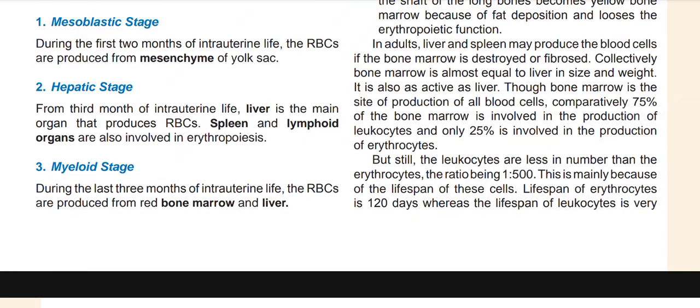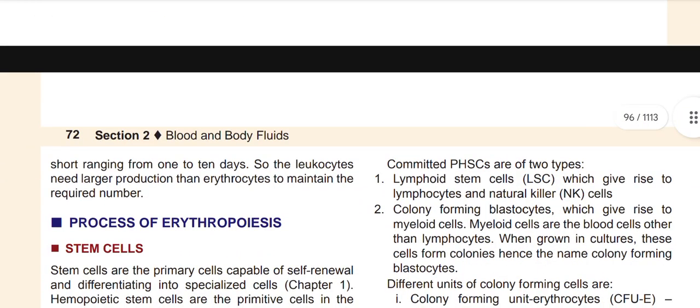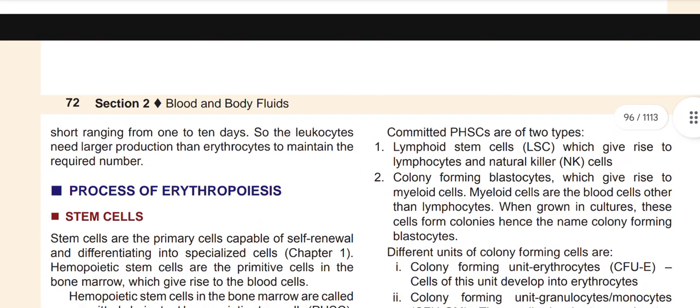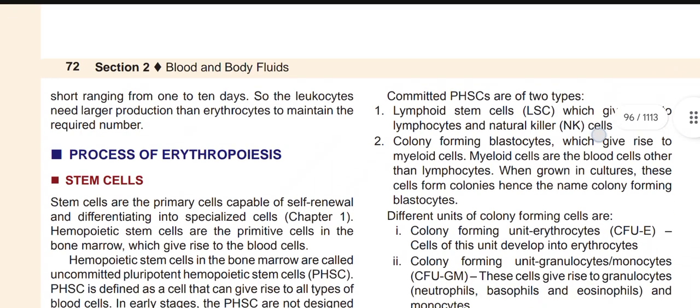But still the leukocytes are less in number than the erythrocytes. The ratio is 1:500. This is mainly because of the lifespan of these cells. The lifespan of erythrocytes is 120 days, whereas the lifespan of leukocytes is very short, ranging from 1 to 10 days. So the leukocytes need larger production than erythrocytes to maintain the required number.